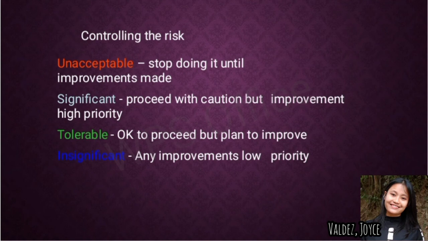And the third one is the tolerable. Tolerable is okay to proceed but plan to improve. It is the maximum value of the risk which can be tolerated for the structure to be protected. Also, this tolerable risk is referred to as acceptable risk, being the maximum value of risk acceptable based on community expectations. The example of this one is a bicycle manufacturer.